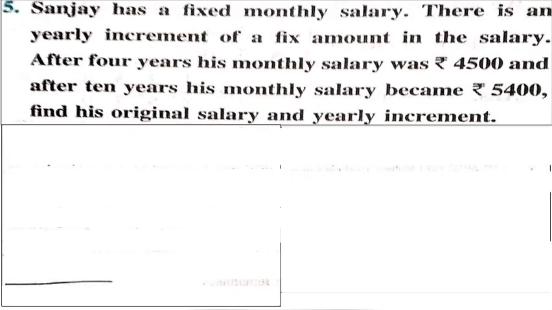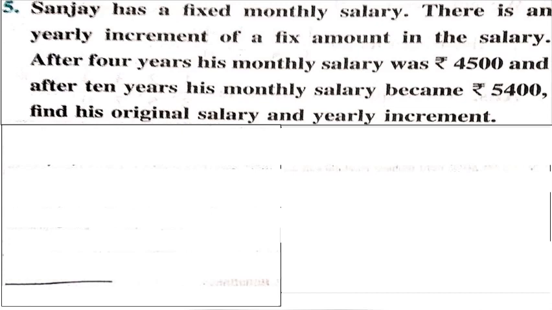Now let us move on to question number 5. Sanjay has a fixed monthly salary. There is a yearly increment of a fixed amount in the salary. So here Sanjay has a fixed salary, and every year there is some additional amount which is added to the salary. That is what is called an increment. After 4 years, his monthly salary was rupees 4,500, and after 10 years his monthly salary becomes 5,400. Find his original salary and yearly increment.